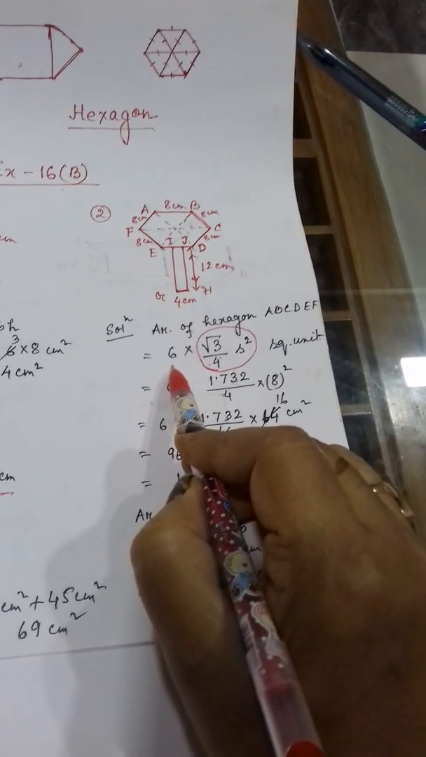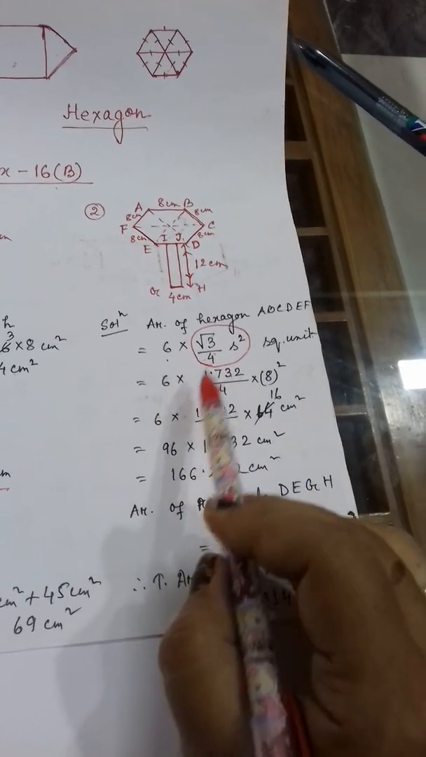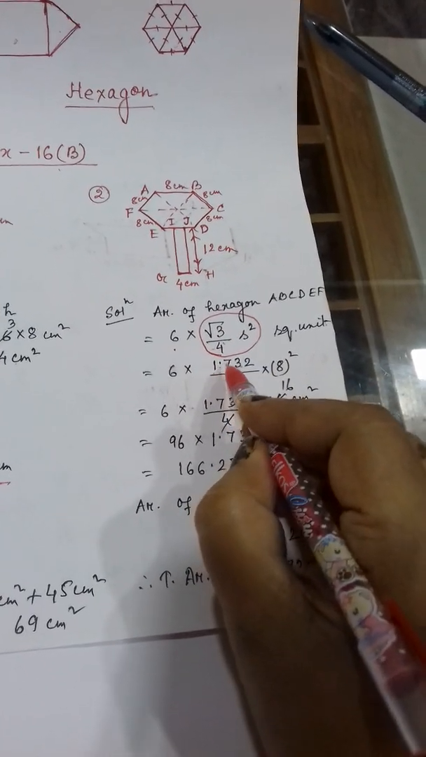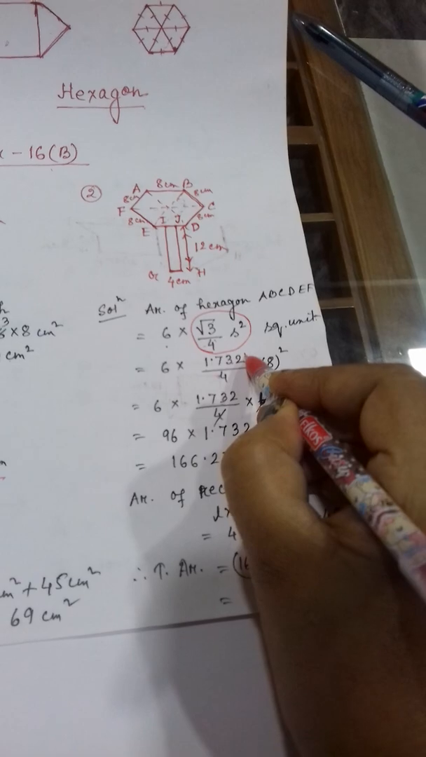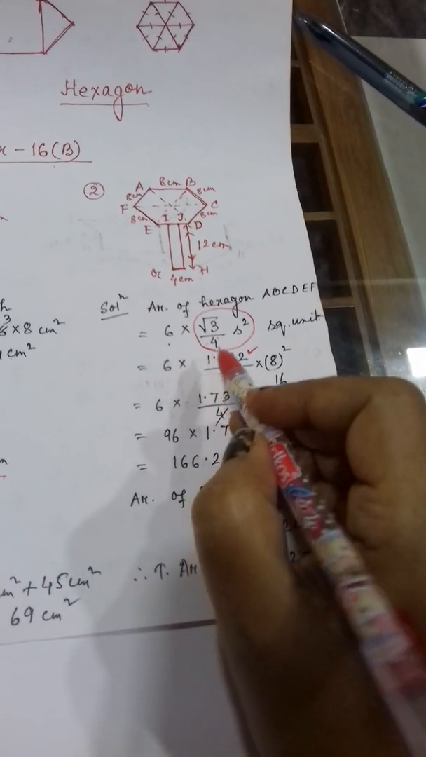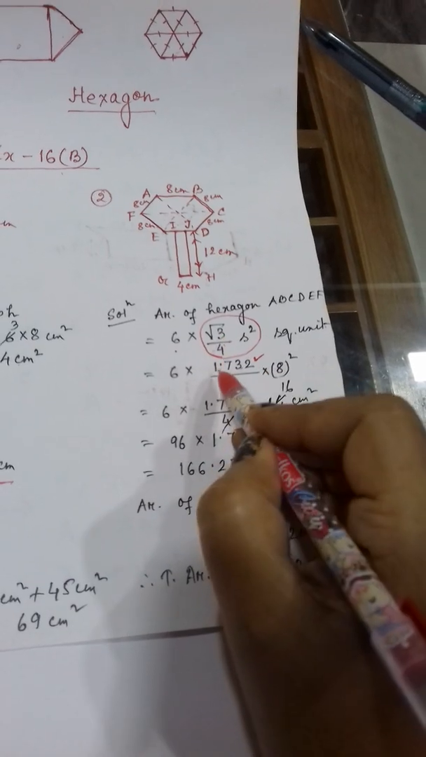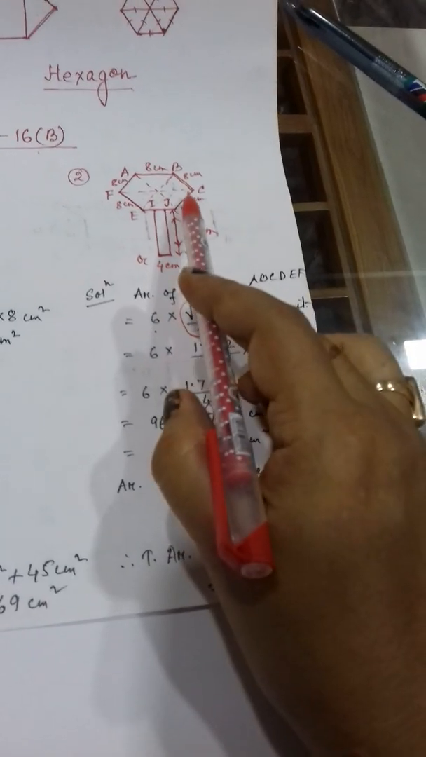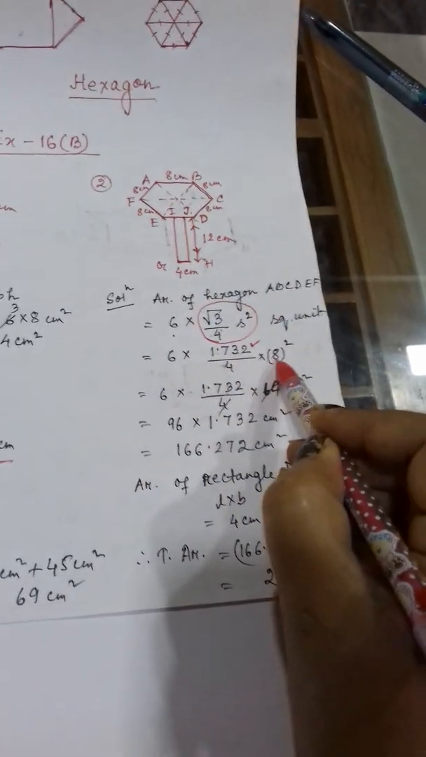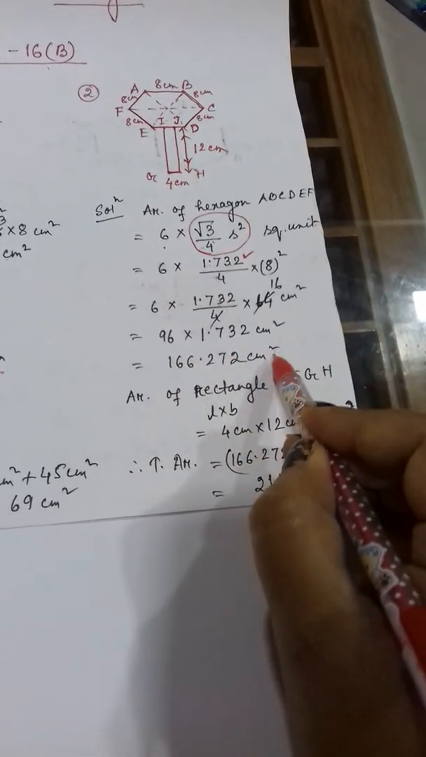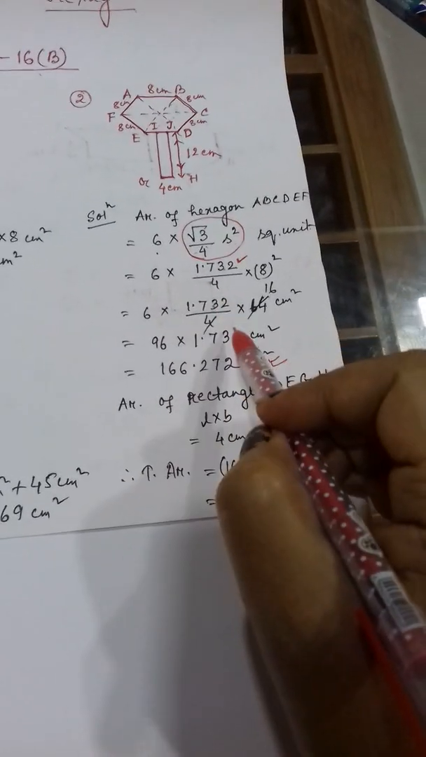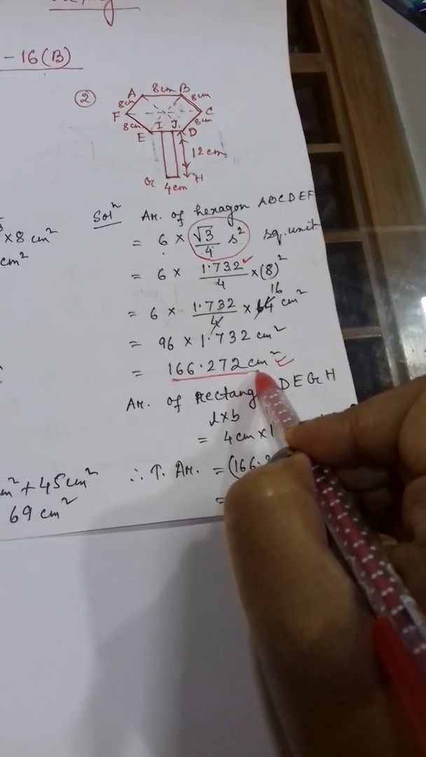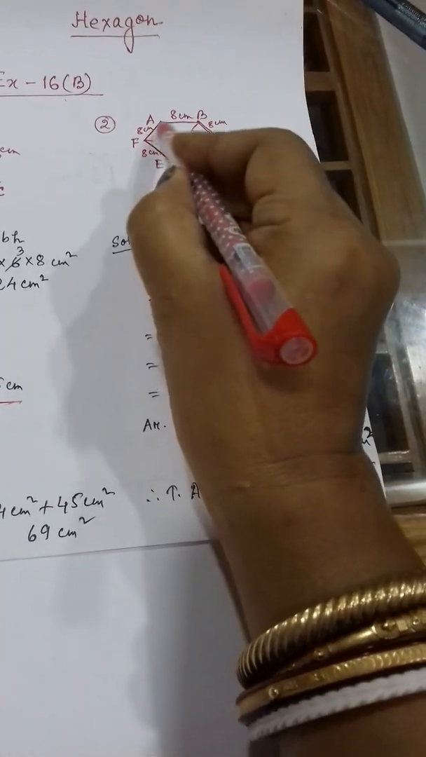Clear, students? Understood? So after writing the formula, you place the value. Now root 3. Root 3 value is 1.732. It is a constant value. It will never change. So remember this value. Root 3 value is 1.732. Clear? And a means side. Side is given to you 8 centimeter. So it is 8. So from there you solve it, do the calculation. So after doing the calculation, it has come 166.272 centimeter square. That means it is the area of this hexagon.